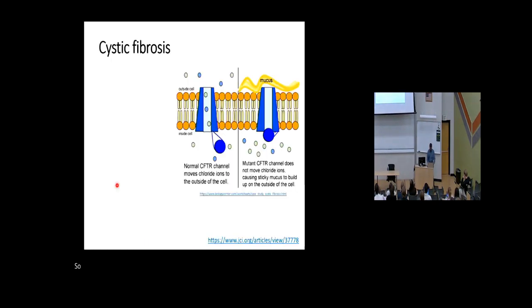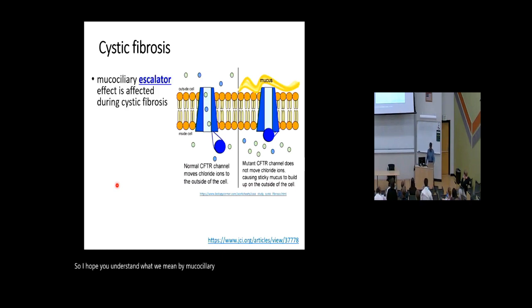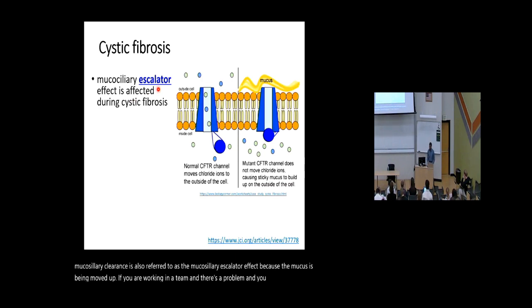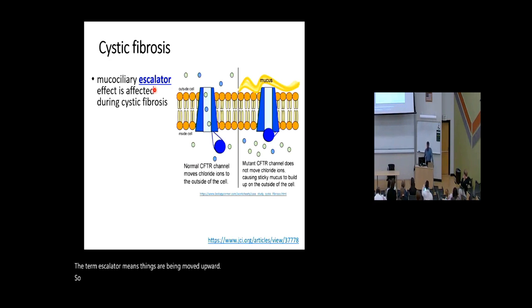All right, great. So I hope you understand what we mean by mucociliary clearance. The term mucociliary clearance is also referred to as the mucociliary escalator effect, because the mucus is being moved up. If you are working in a team and there's a problem and you escalate the issue, you're sending it higher up the chain, right? So the term escalator means things are being moved upward. This mucociliary escalator function is going to be affected during a condition known as cystic fibrosis.